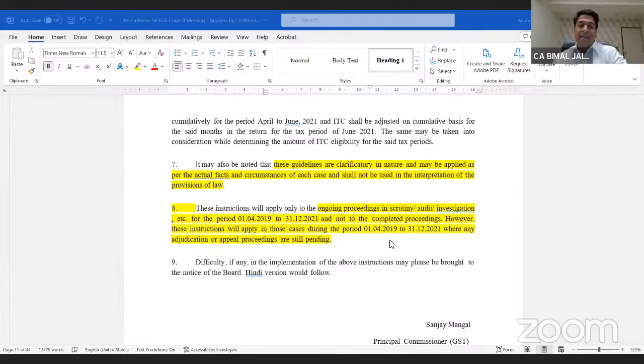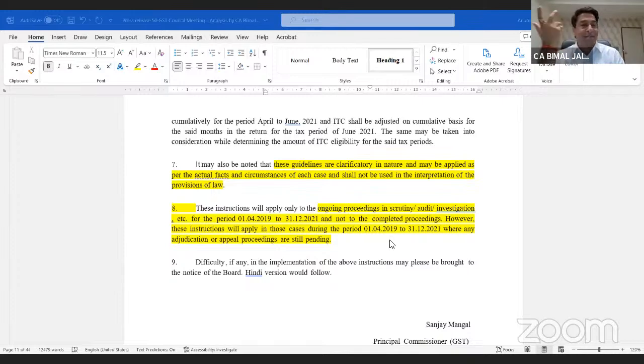They are saying that it may also be noted that these guidelines are clarificatory in nature. So this circular is clarificatory in nature and may be applied as per actual facts and circumstances of each case. So you have to look at the practical facts of the case and apply this circular, and it shall not be used in the interpretation of provisions of law. If that is the case, then one point which comes to my mind is whether credit availed by the recipient and buyer is really dependent on 2A.